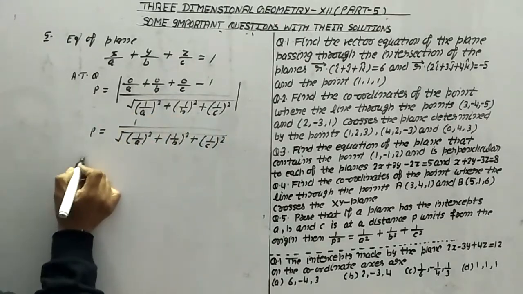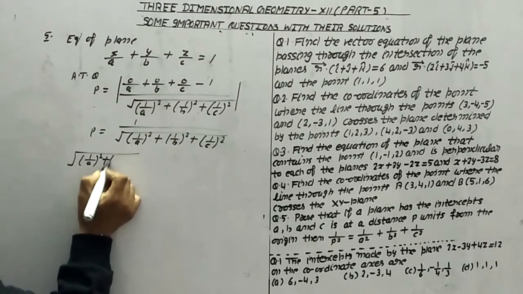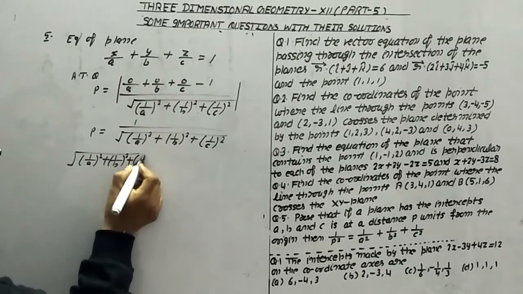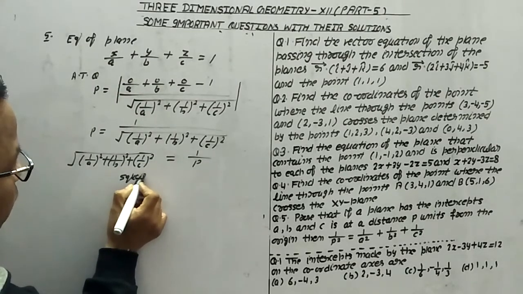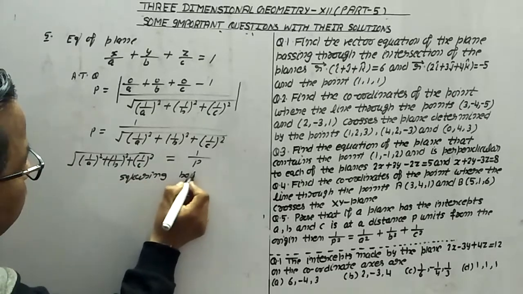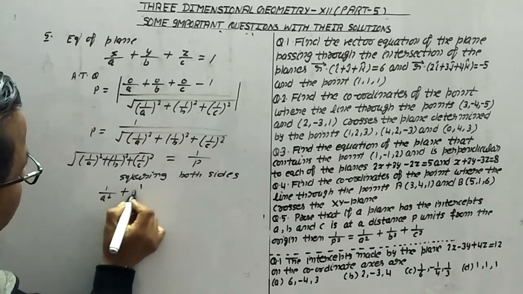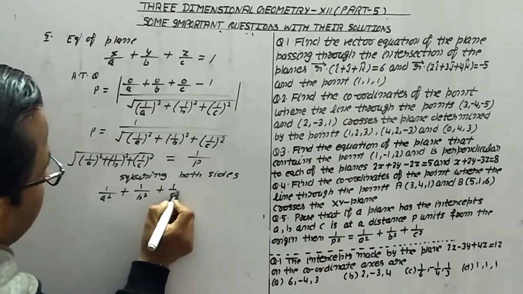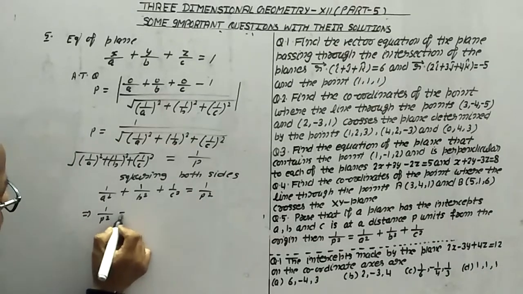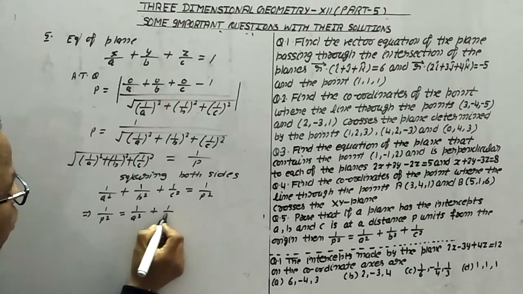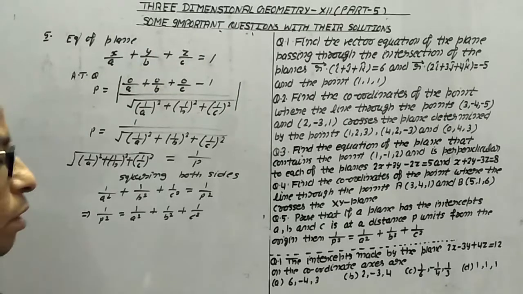Now after cross multiplication, we get under root 1 upon a whole square plus 1 upon b whole square plus 1 upon c whole square is equal to 1 upon p. Now squaring both sides, we get 1 upon a square plus 1 upon b square plus 1 upon c square is equal to 1 upon p square. Therefore 1 upon p square is equal to 1 upon a square plus 1 upon b square plus 1 upon c square. This is the answer for this part.